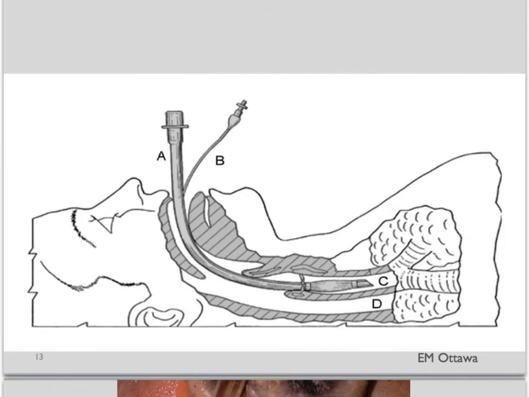Therefore, intubation in a burn patient needs to happen early. That is, even before the swelling has set in. And it needs to be done in anybody that you are suspicious of a thermal burn to the airway.